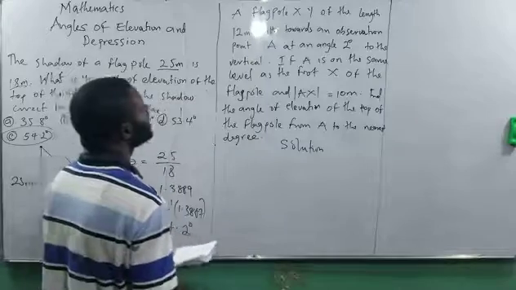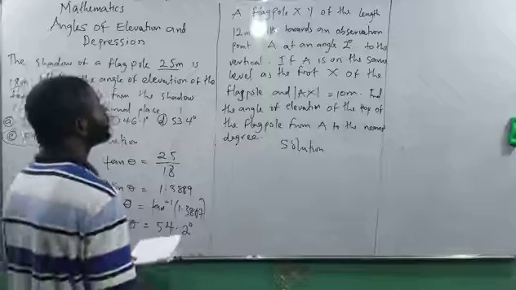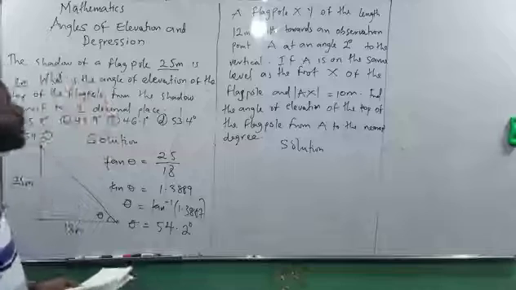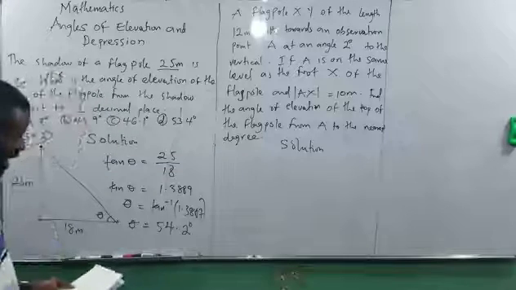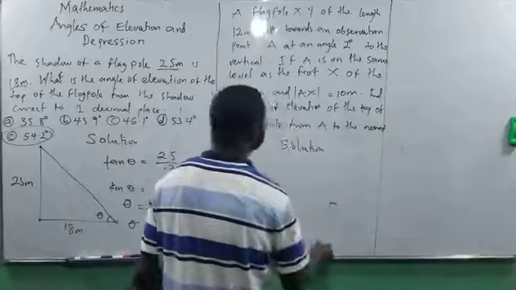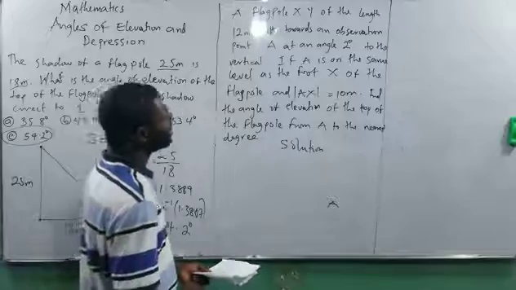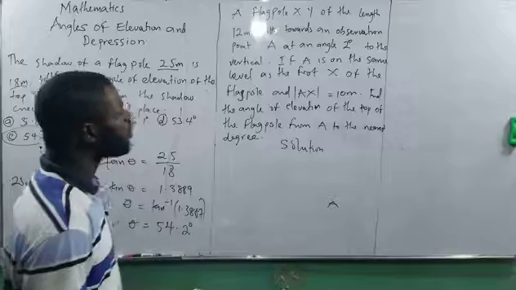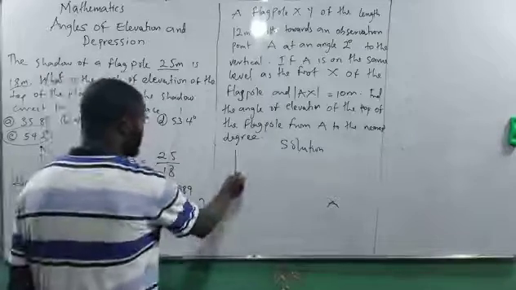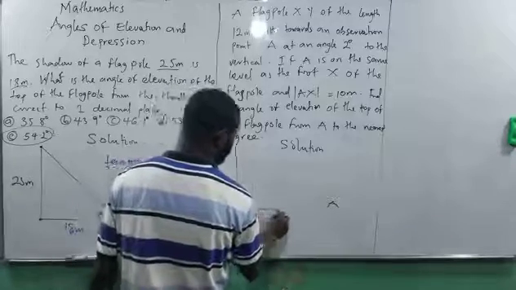Now, of the length, it means the flag itself is 12 centimeter, towards an angle of observation point A. Okay, observation point is A. Now I'm looking for the A, at an angle of 2 degrees to the vertical. Now this is going to be the vertical. Can you see? And this is going to be horizontal. Permit me to write this way.